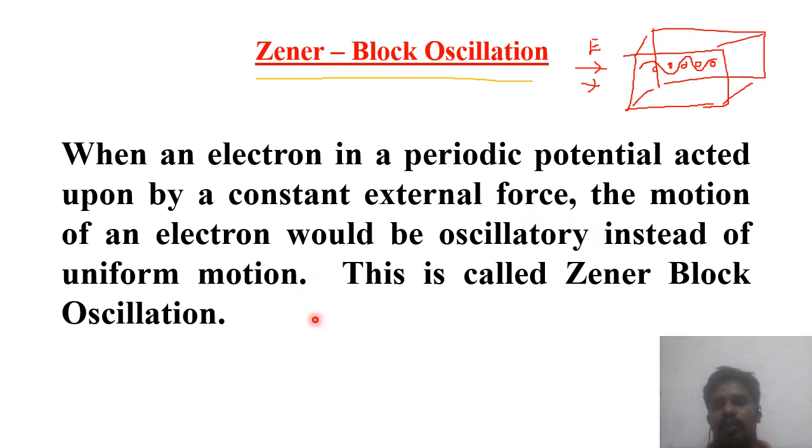Now we will see how you can derive the Zener Bloch oscillation using the classical model. Today we are not going to derive the quantum mechanical expression for the Zener Bloch oscillation. It's just a simple classical model. Then we can see it in animation.